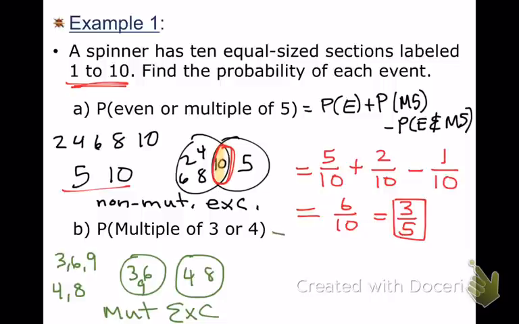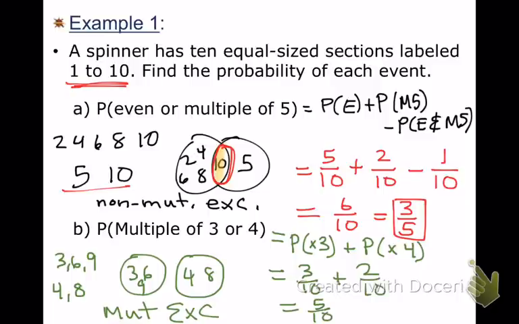So here, for my probability, this is just P of multiples of 3 plus the probability that it's a multiple of 4. There is no overlap. You can think of it as subtracting 0. For multiples of 3, we have 3 out of 10. Multiples of 4, we have 2 out of 10, which means there's a total of 5 out of 10, which reduces down to 1/2. So half the numbers are either a multiple of 3 or a multiple of 4. Let's go ahead and move on to the next problem.